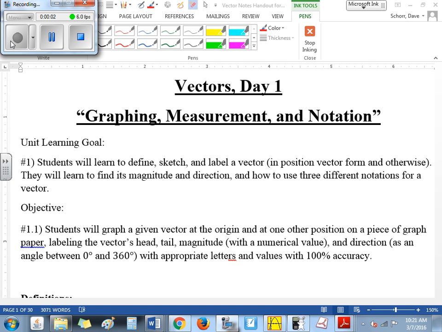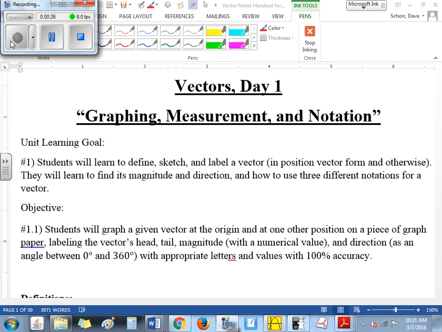Okay, so we're recording our vectors lessons, and we are going to be basically following this first unit learning goal. We're going to try to learn how to define, sketch, and label a vector. We should be able to put them in position vector form, and other forms. We should also be able to find magnitude, direction, and use at least 3 different notations. We will only use the first 2 notations today.